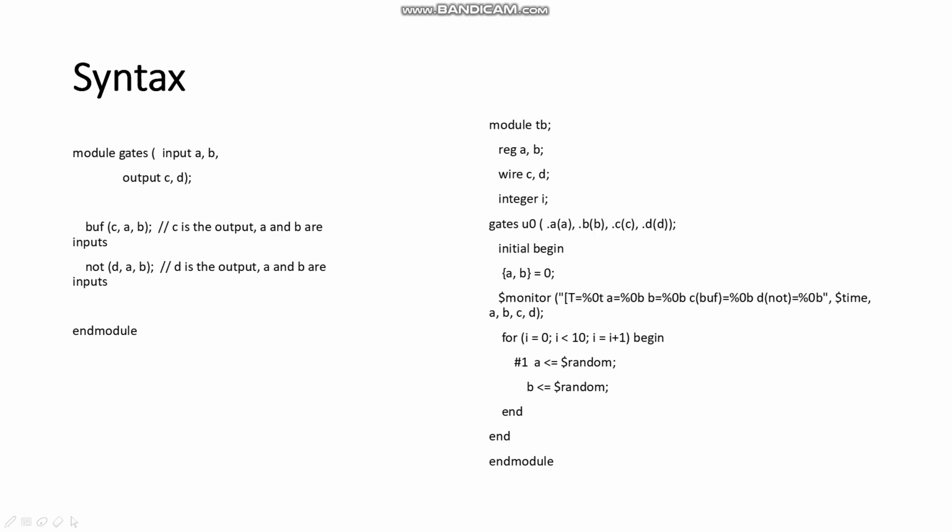For this code I am writing a test bench. I already discussed what a test bench is and how to implement it in one video, so please watch that video and you will get an idea. Module tb. Here I am creating another module, tb is the module name, and reg a comma b. I am taking the inputs as register data type, and wire c comma d as the outputs. I am also declaring an integer data type.